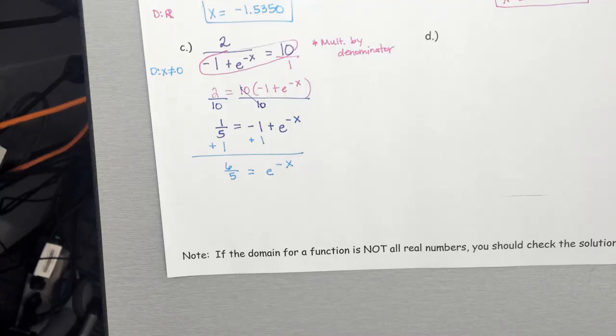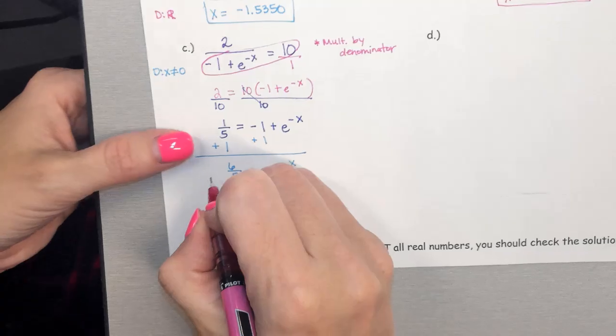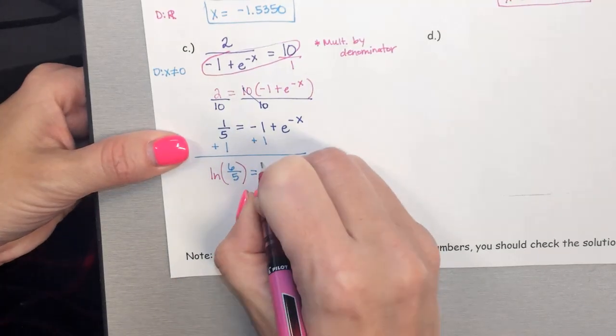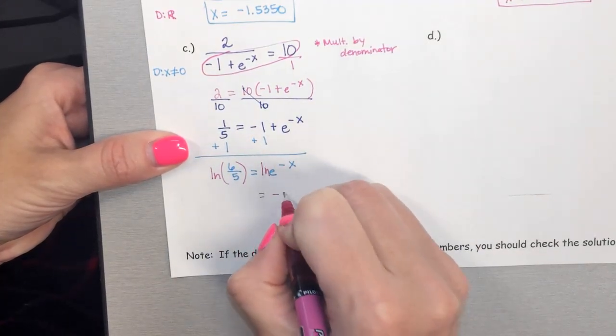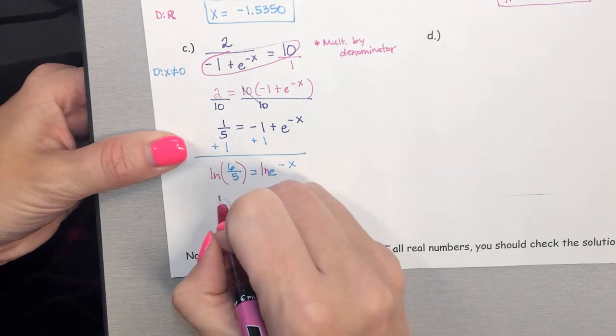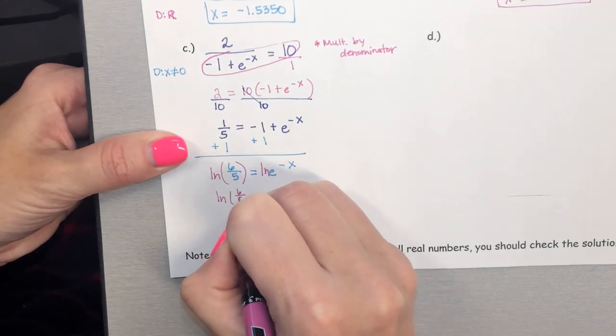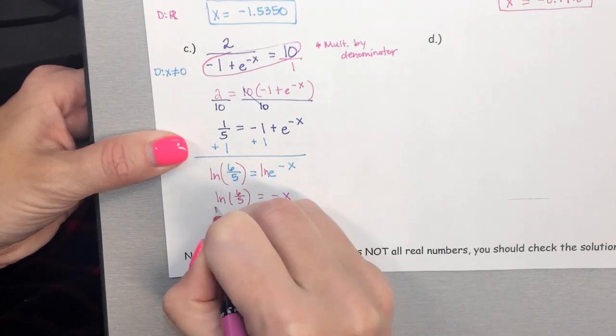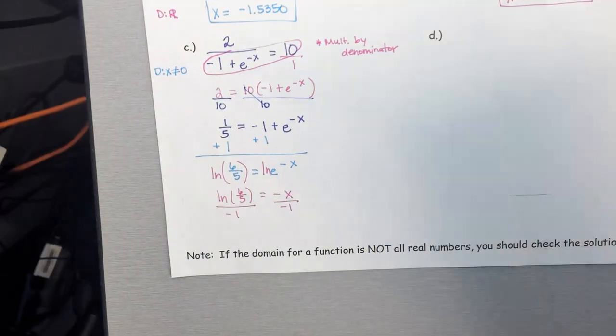Okay, so once you have your e, what type of log are you going to do to both sides? Natural log. Okay, so when you take your natural log and you bring down your exponent, you have a negative x there. So negative x equals the natural log of 6/5. And then, of course, we're going to divide by negative 1.